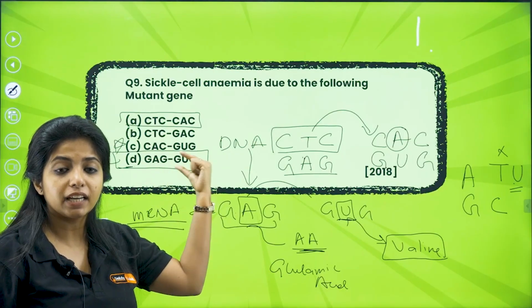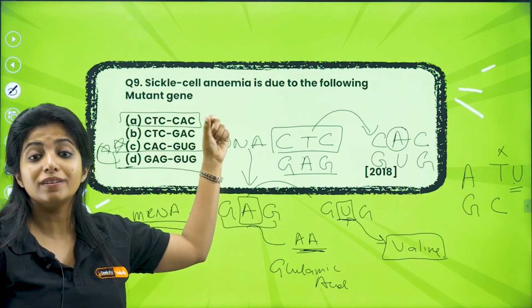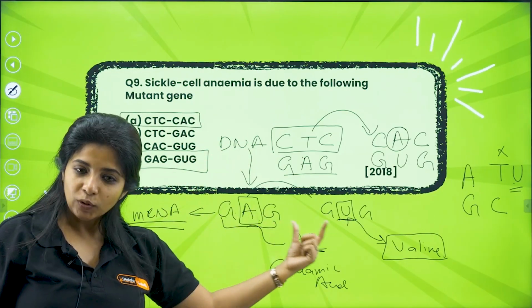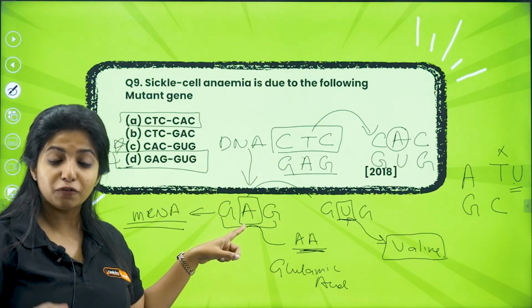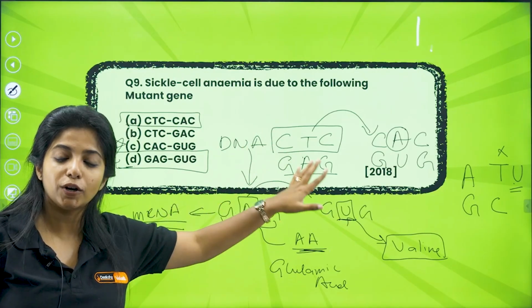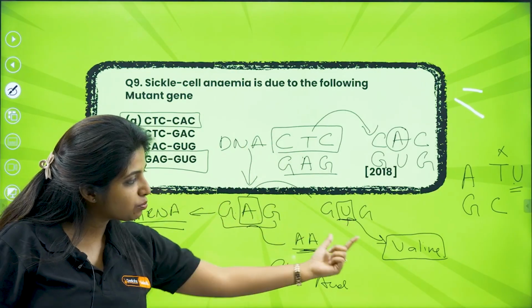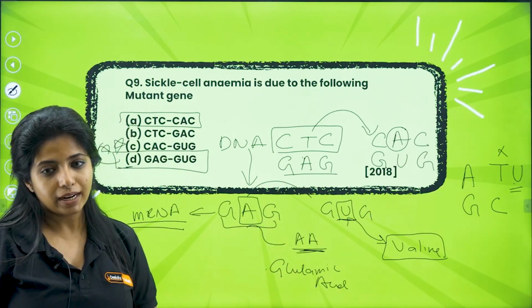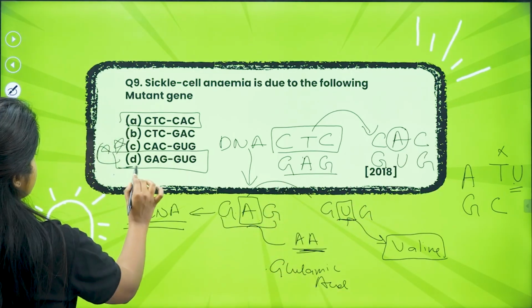In your NCERT, it's exactly given about this. They have not mentioned the sequence of DNA. They have mentioned the sequence of mRNA, which is like this. And always remember A comes before U, so it was A first and then it got replaced with U. Similarly, G comes before V, so it was glutamic acid first, then it got replaced by valine. So your answer is this.